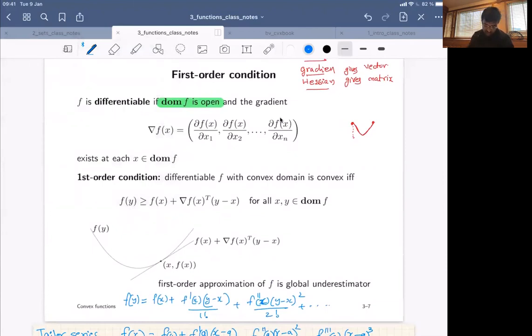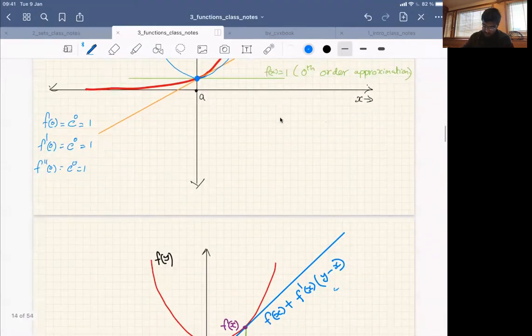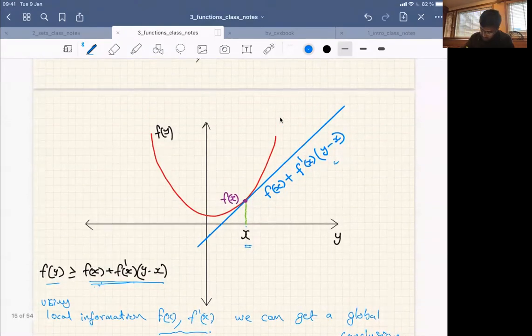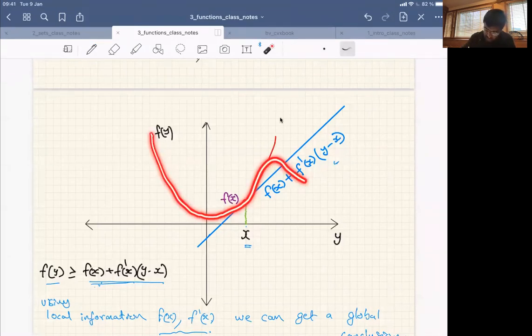So what does it say? This is true only for convex functions. If you consider another function, for example, or I will just draw, what happens if the function was something like this? You cannot say this, right? So only for convex functions can you say this.